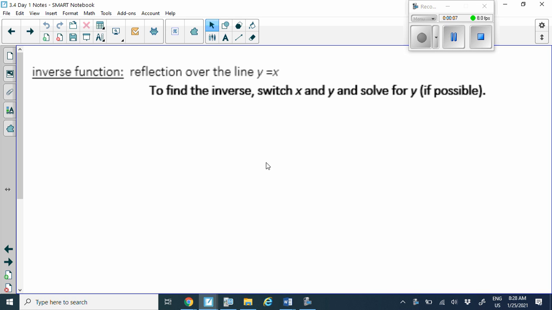Okay, so what is an inverse function? Basically, it's a reflection over the line y equals x. So to find the inverse, we switch x and y and solve for y if it's possible. So let's give you just an example of what this really means.